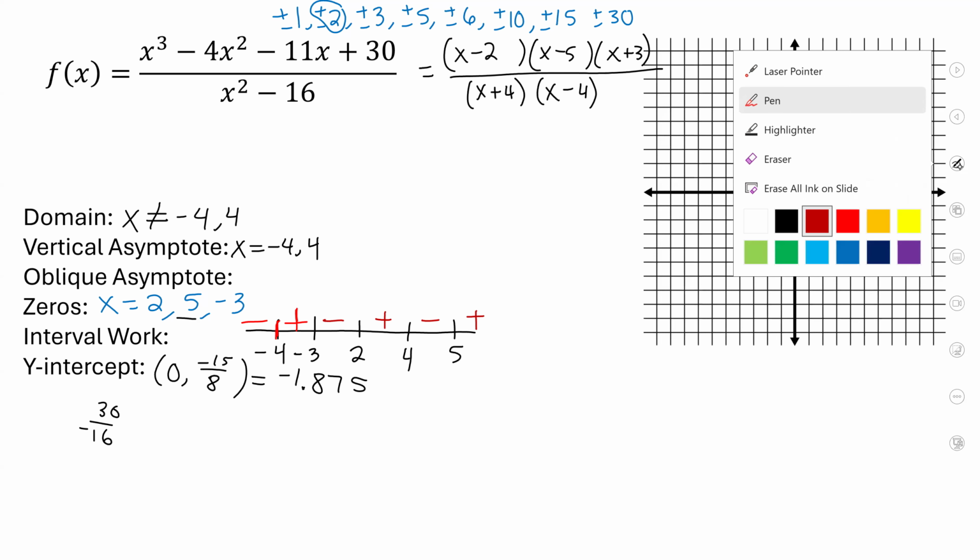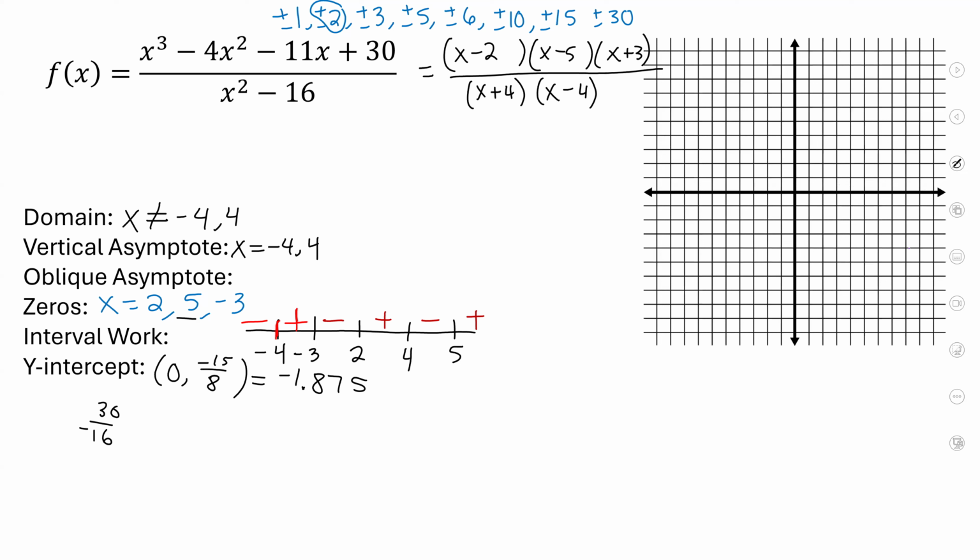Okay, so I'm going to go ahead and put everything we know on here, and then we're going to go back and do the oblique. Now, guys, your oblique, even if you did have a hole, so just pretend you had x minus 2 and those canceled out. When you do your synthetic division for oblique asymptote, you do it on the original, not after you canceled out, okay? That's the only thing that we do before canceling out is the oblique asymptote.